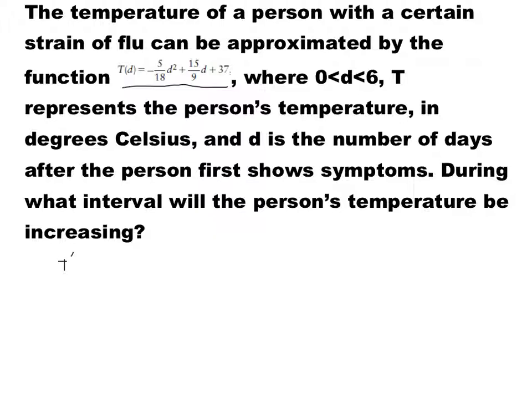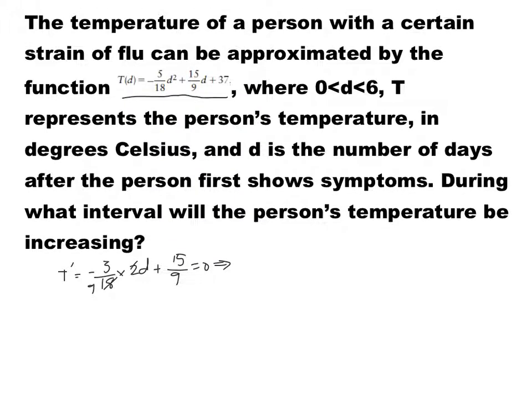So T prime is equal to negative 5 over 18 times 2d plus 15 over 9. The 2 cancels with 18 and gives you 9. We have to make it 0, so we get 5 over 9 times d is equal to 15 over 9. 9 cancels with 9, so d is equal to 3.